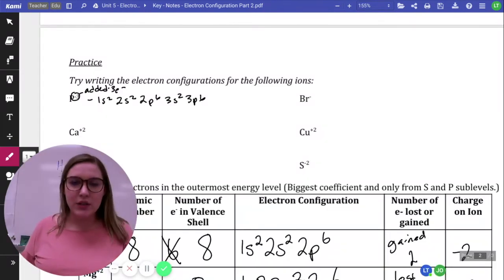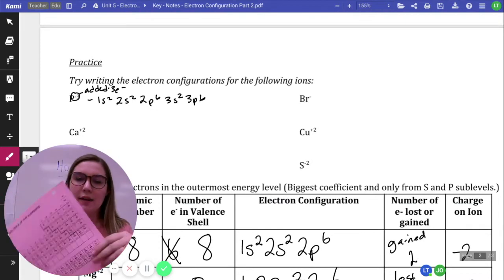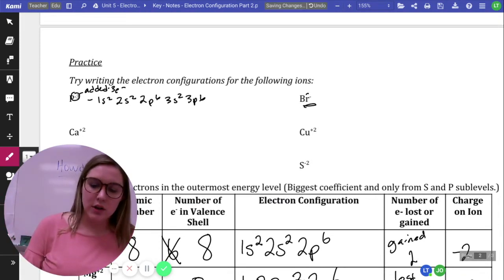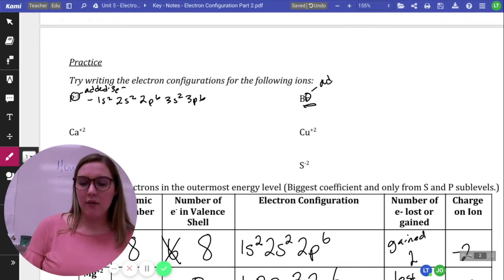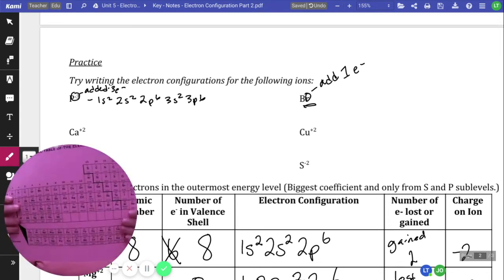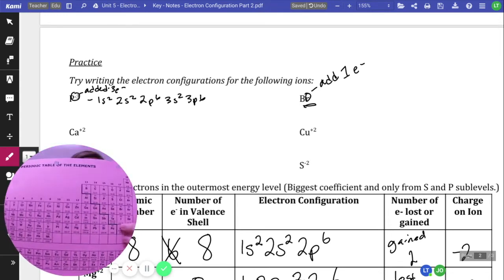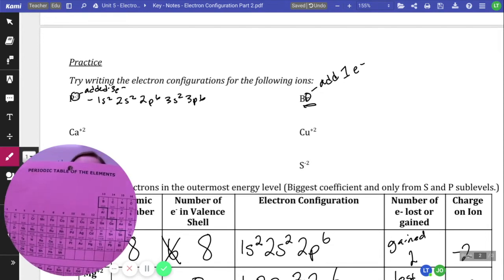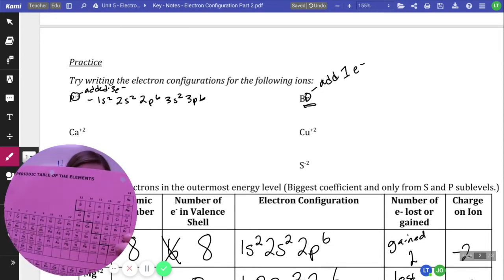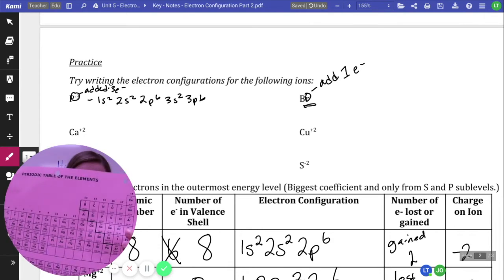So now we're going to do bromine. Br has a -1 charge. That -1 tells me that we have added 1 electron. Come on to our periodic table. Bromine is right here, number 35. It normally has 35 electrons, but we've added 1, so that means it's going to have 36.